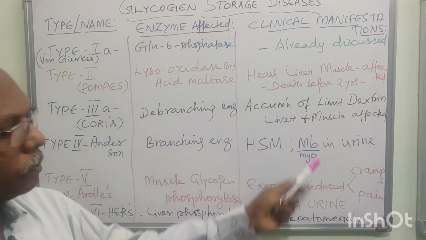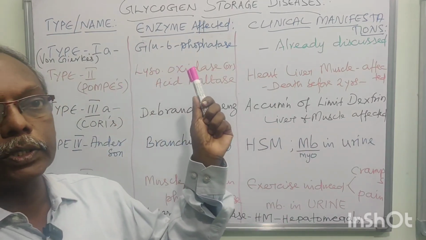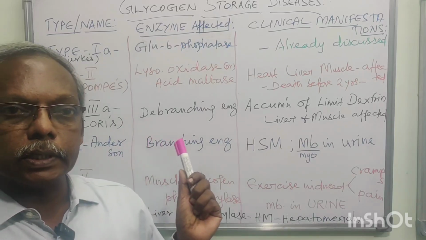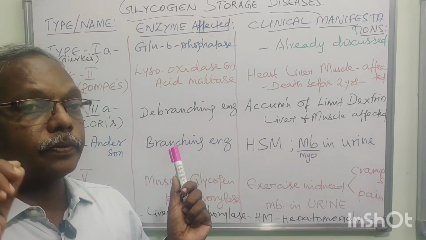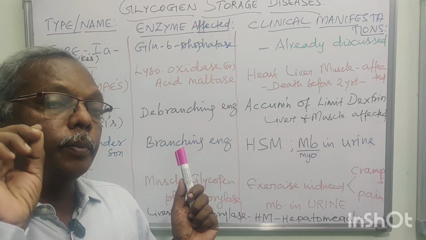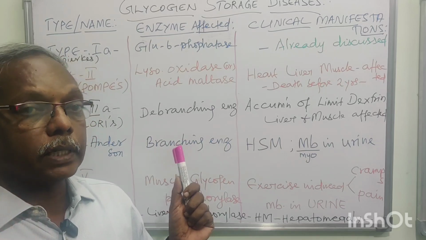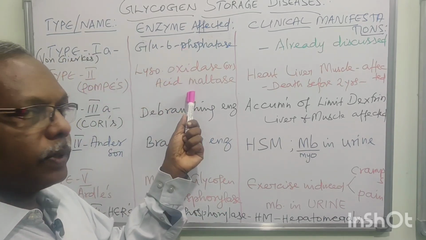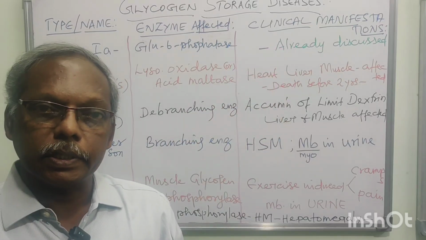So, for your 5-mark question on glycogen storage disease, you have to mention 4 or 5 diseases, or sometimes very specifically they will be asking, mention any 2 glycogen disorders. For that also, these 2 are enough with the enzyme defect and the clinical manifestation.